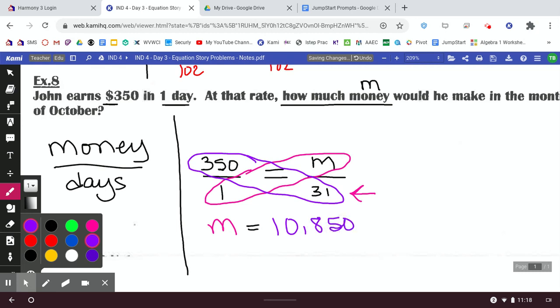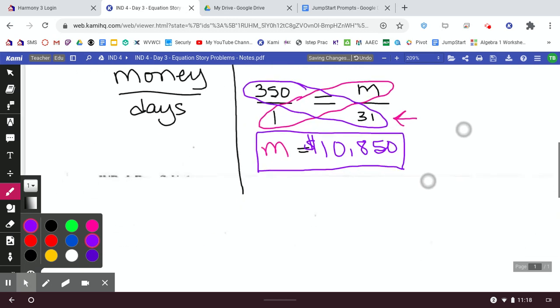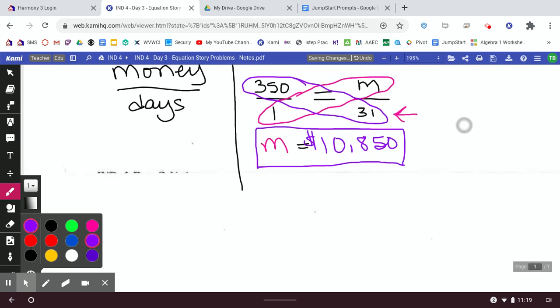$10,850 what? Dollars, because it's money. So in the month of October, John would earn $10,850. Now, I want to ask you something, okay? So, keeping in mind we used money over days, does it matter?